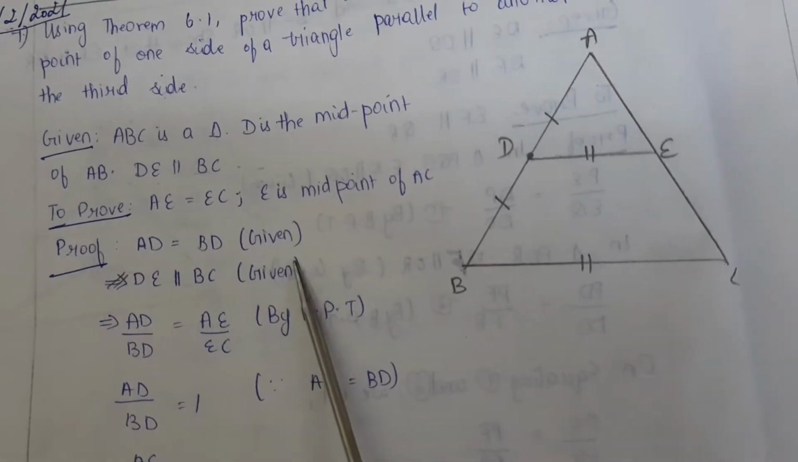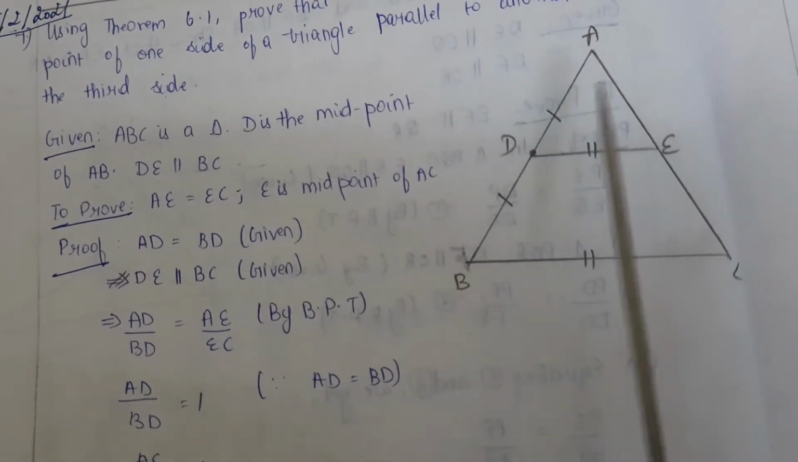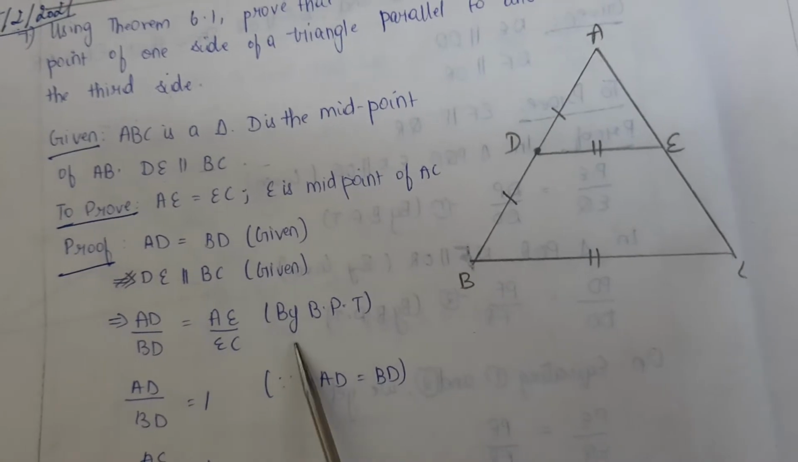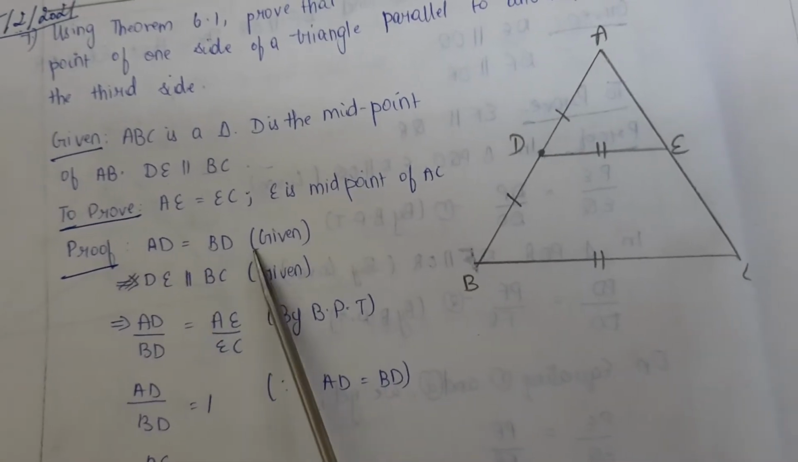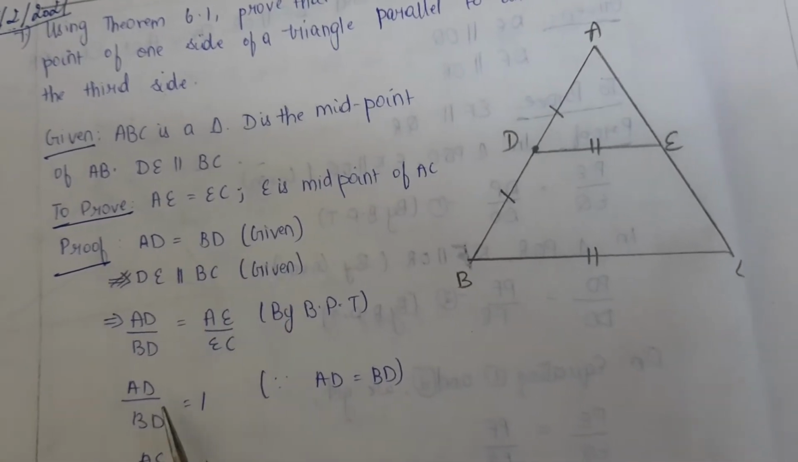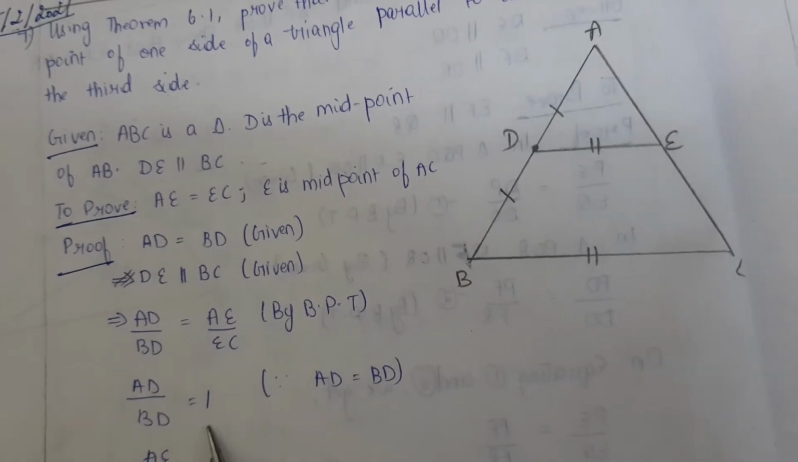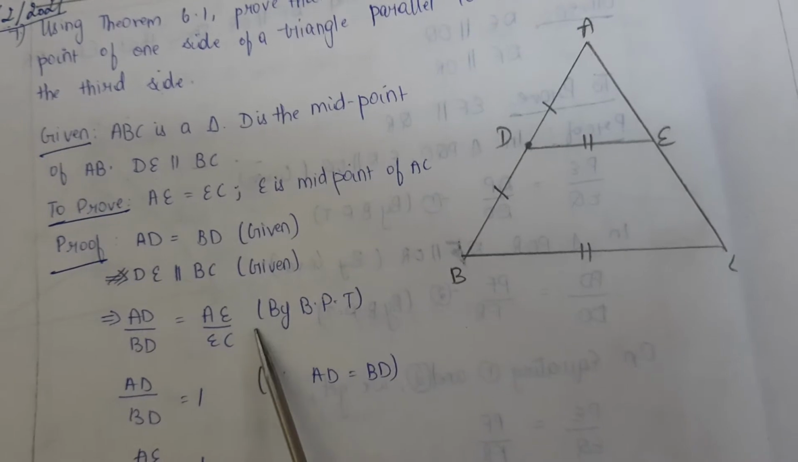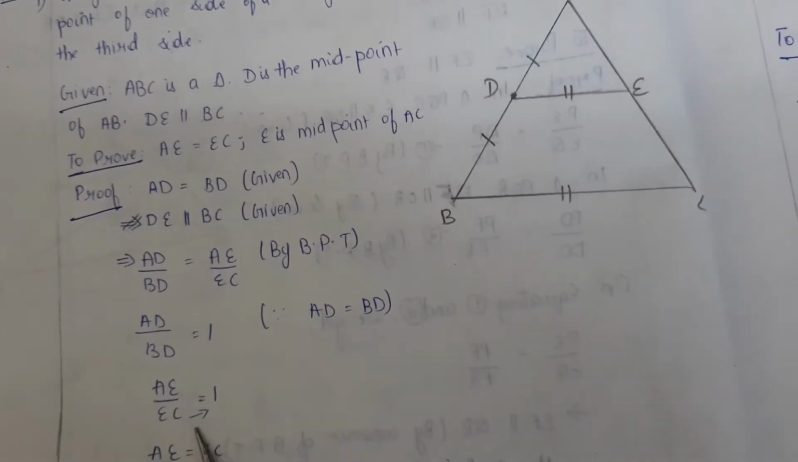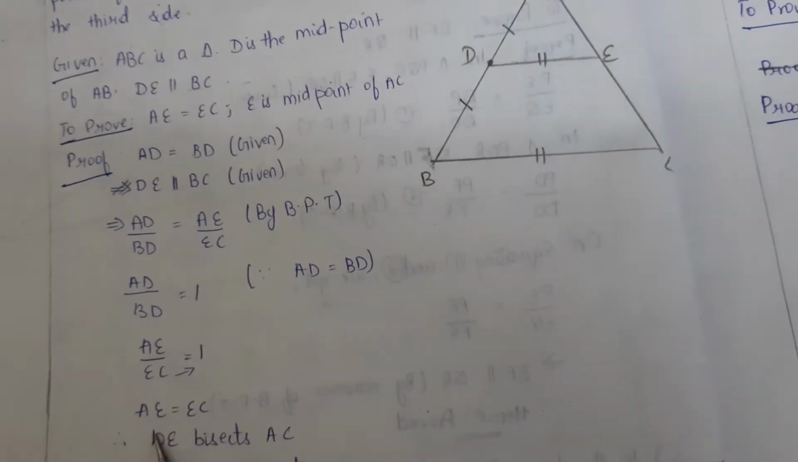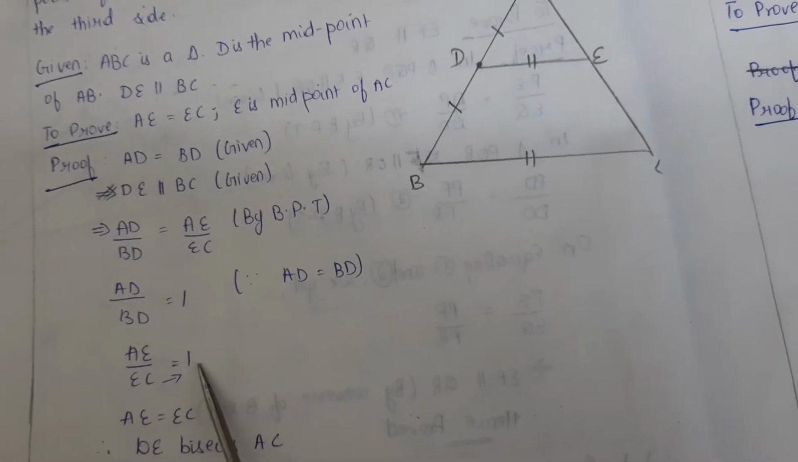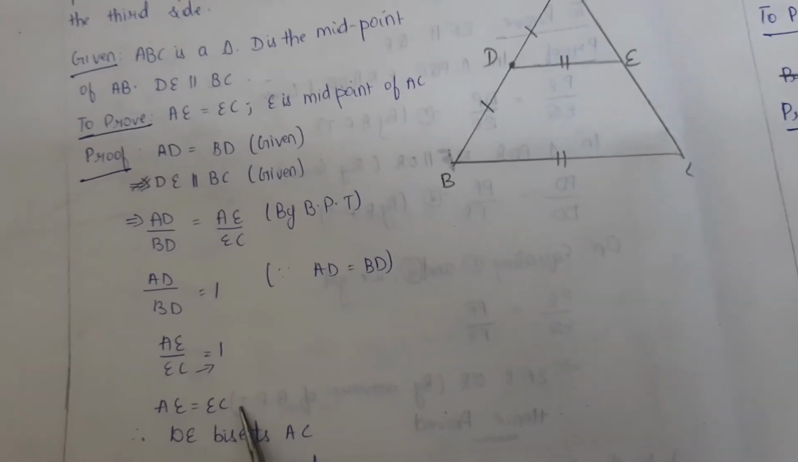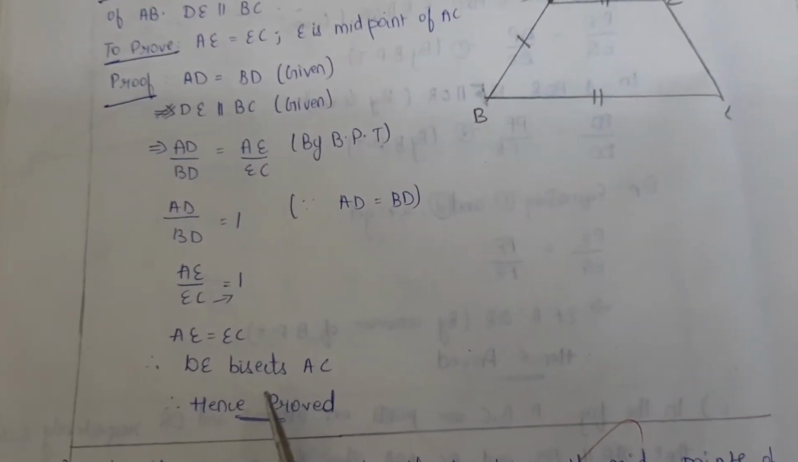So by BPT theorem we know that AD by BD is equal to AE by EC. But we know AD is equal to BD. That means AD by BD is equal to 1. If this is equal to 1, AD by BD is equal to AE by EC, so this is also equal to 1. AE by EC is also equal to 1. So this shows that AE is equal to EC. Just cross multiply, we get AE is equal to EC. So this proves that DE bisects AC.